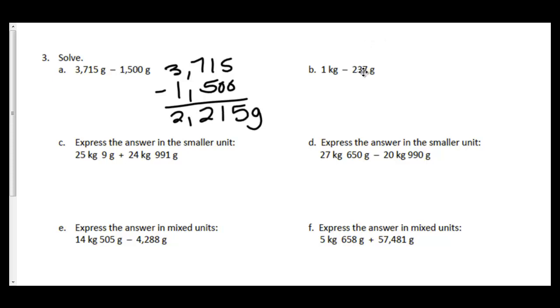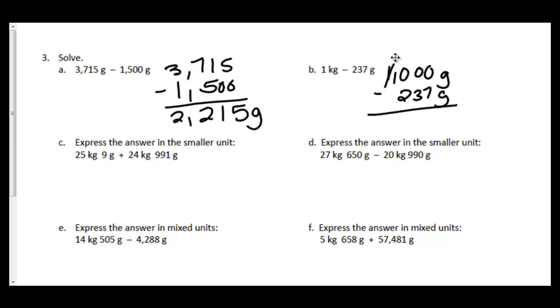Now here it gets just a little bit tougher. So before I can take away 237 grams, there's a couple of ways to do this. I can count up from 237 to 1,000, or I can just subtract. So I'm going to say that 1 kilogram is the same as 1,000 grams minus 237 grams.